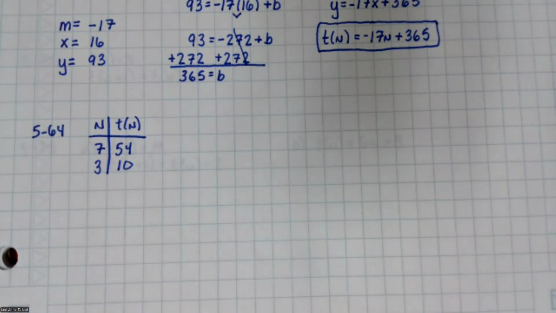Okay, this is what I want you to do. I want you to find the slope. I want you to find b. I want you to write the equation, and then I want you to change it to sequence notation. Do it in a group. You can write them as coordinates if that helps your brain. So 7 comma 54, 3 comma 10. Solve it like it's a slope.